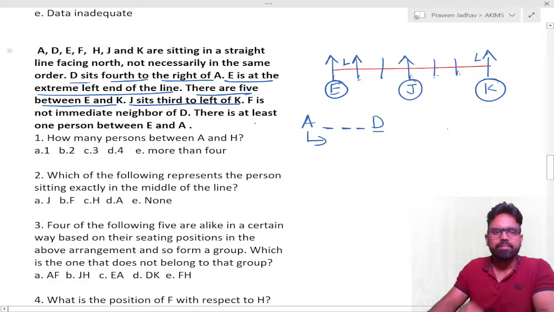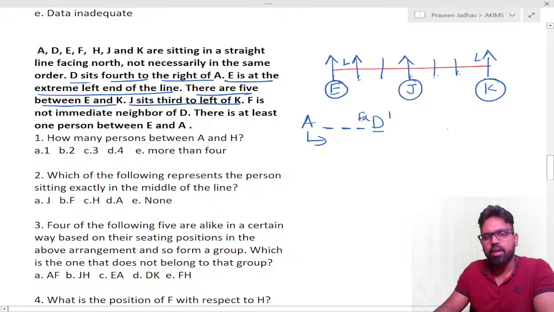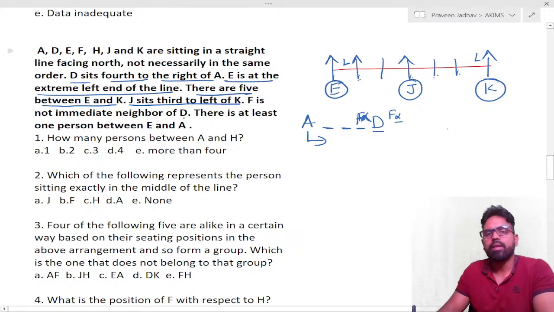Done. Now, F is not immediate neighbor of D. Meaning F cannot come here, F cannot come here. Look at the representation that I am making. F cannot come here, F cannot come here. Okay. F is not immediate neighbor of D. Now, there is at least one person between E and A.